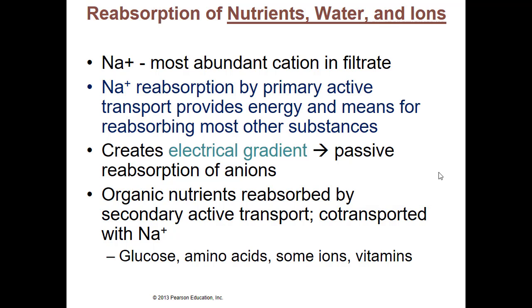It's still requiring ATP, that's AA for amino acid. But when we pump out sodium, we pump out other things with it. It's like, well, if we're going to put all this energy into pumping something out, let's see what else we can pump out there.